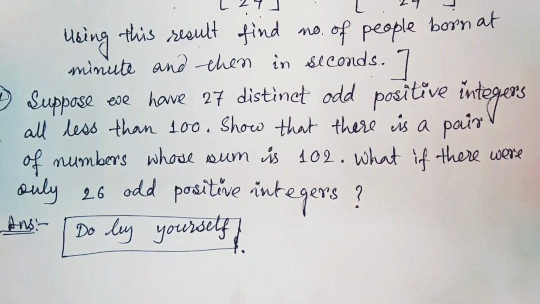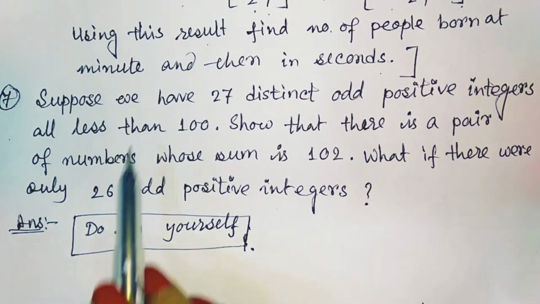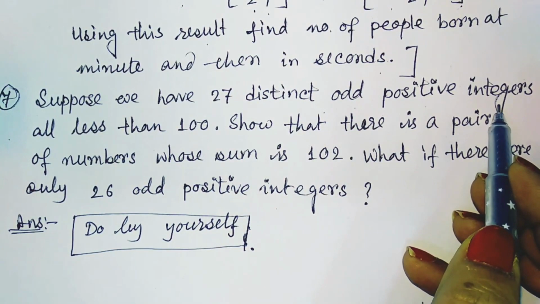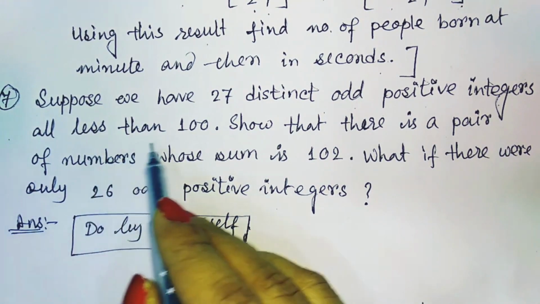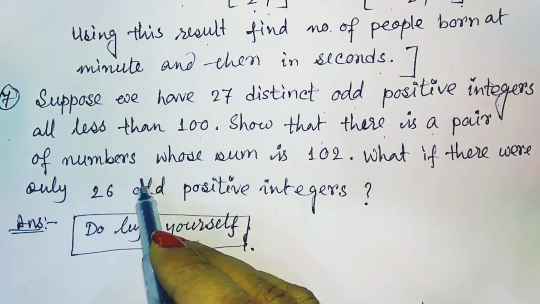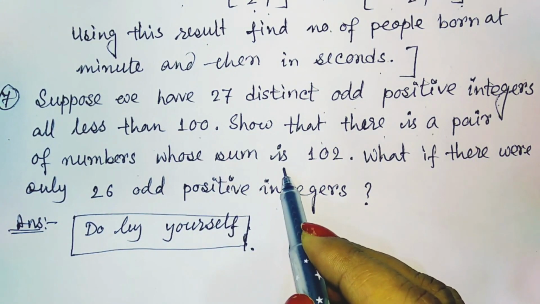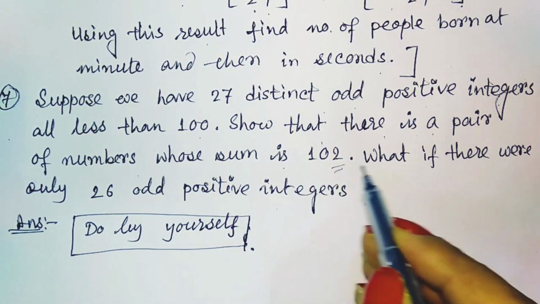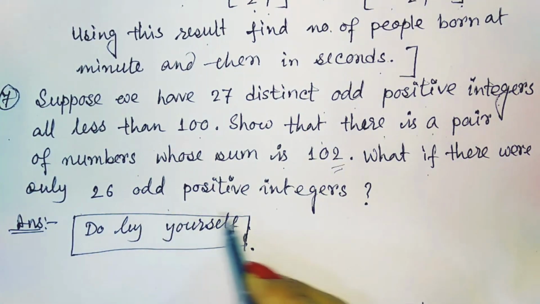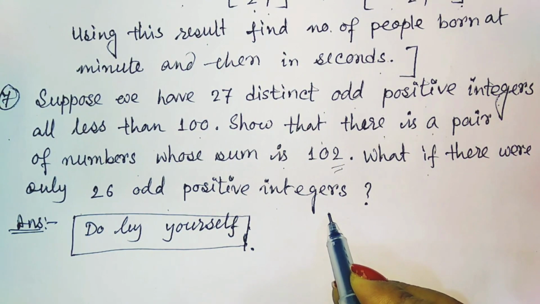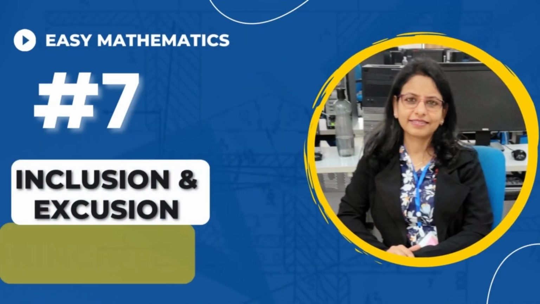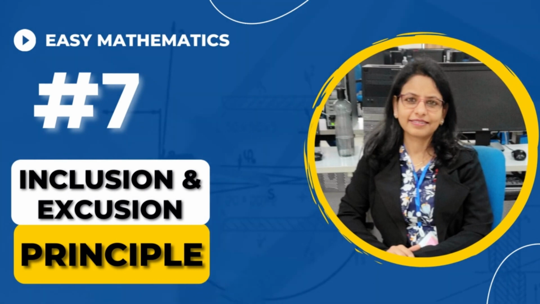Next, one more question. The question is: suppose we have 27 distinct odd positive integers, all less than 100. Show that there is a pair of numbers whose sum is 102. What if there were only 26 odd positive integers? So this one is also a do-it-yourself question.